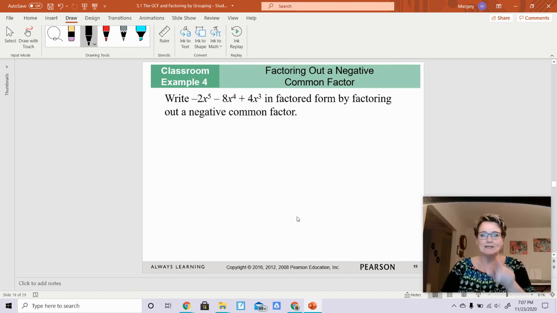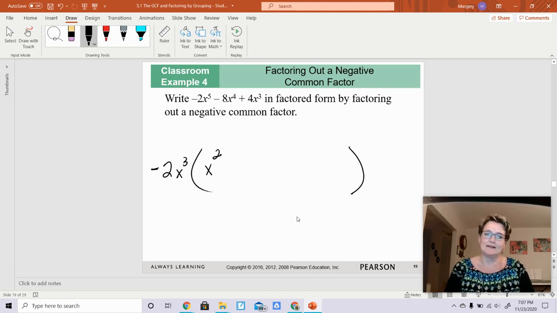Next one. This one says write in factored form by factoring out a negative common factor. All right, so I'm going to take out a negative 2x to the third. So negative 2x to the third is going to be x squared, because that's going to give me negative 2x to the fifth. This is going to give me a positive 4x, because a negative 2x cubed times a positive 4x is a negative 8x to the fourth. The next one's going to be a negative 2, period, and that's it. Can't go any further. You're done.